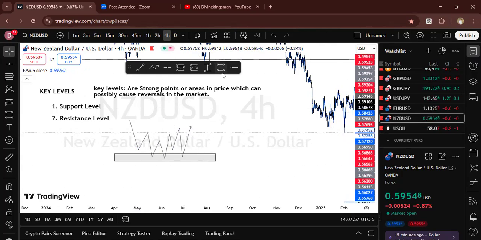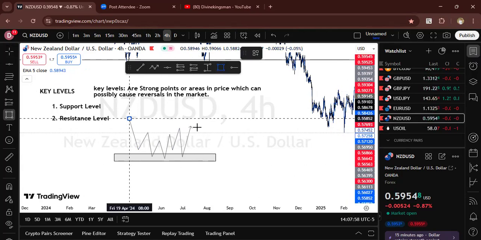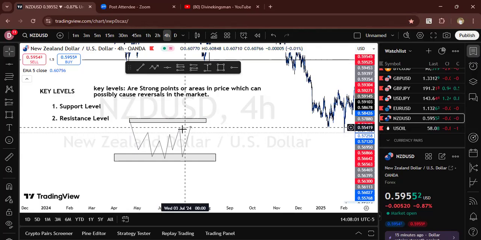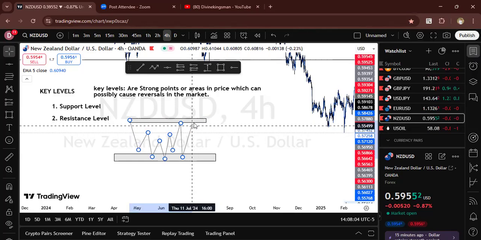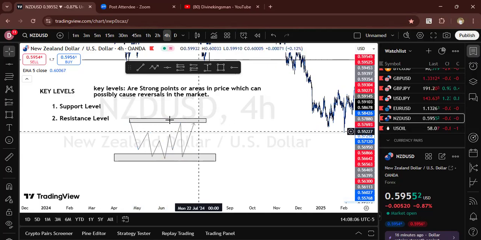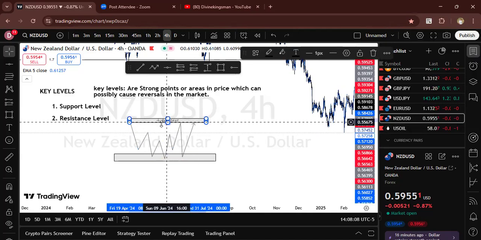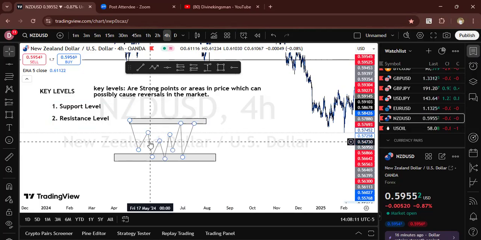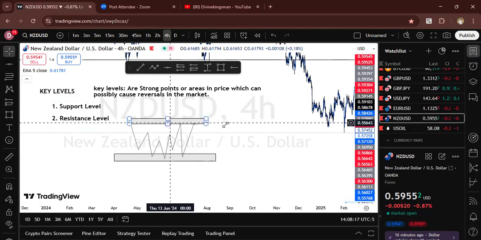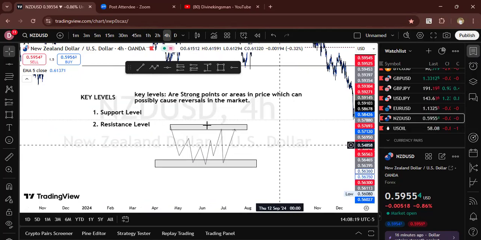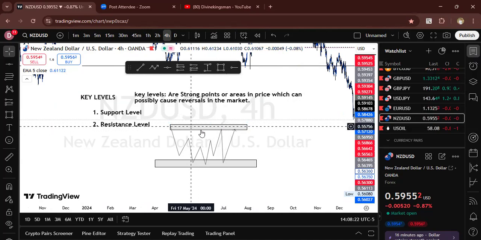So now let's draw our resistance level here. These are resistance levels. Whenever price comes here, it always rejects back down. Price comes here, rejects back down. Price comes here, rejects back. So there are multiple rejections here, which can possibly cause reversal, or which is causing reversal. So this is a resistance level.